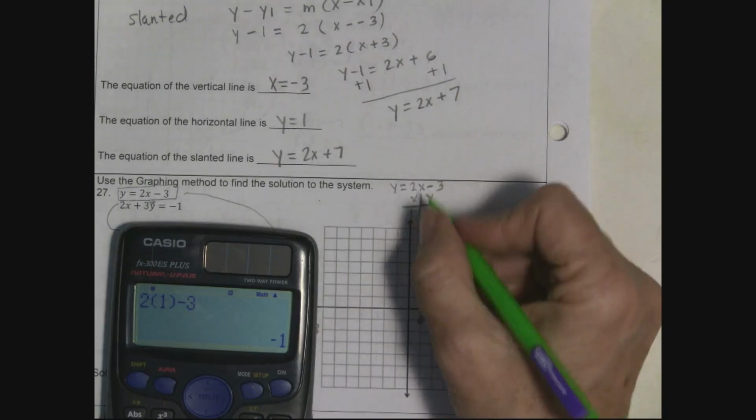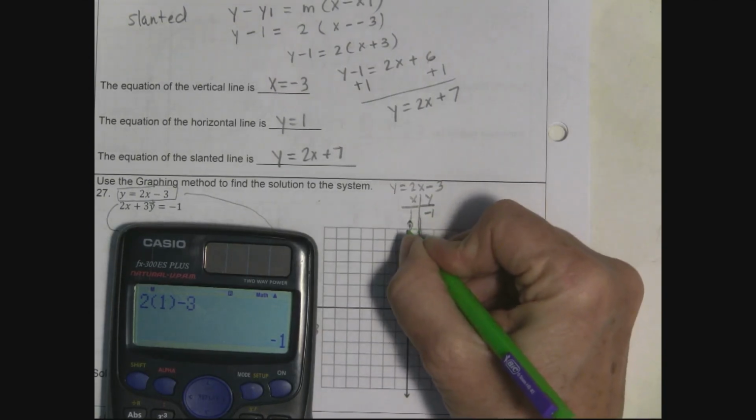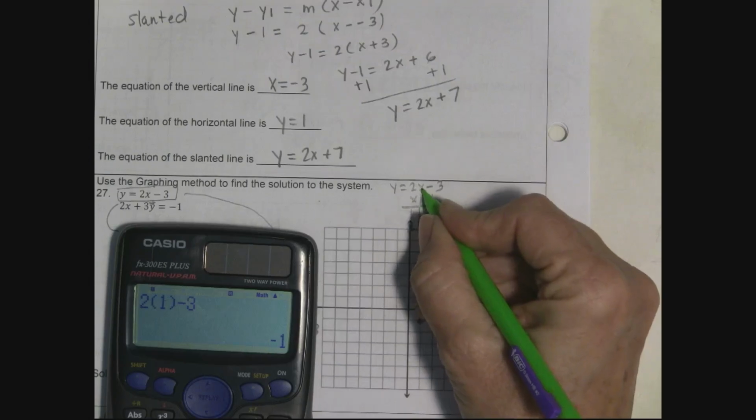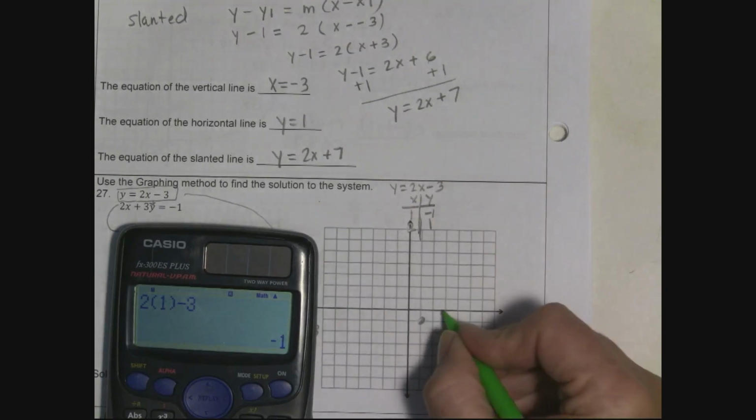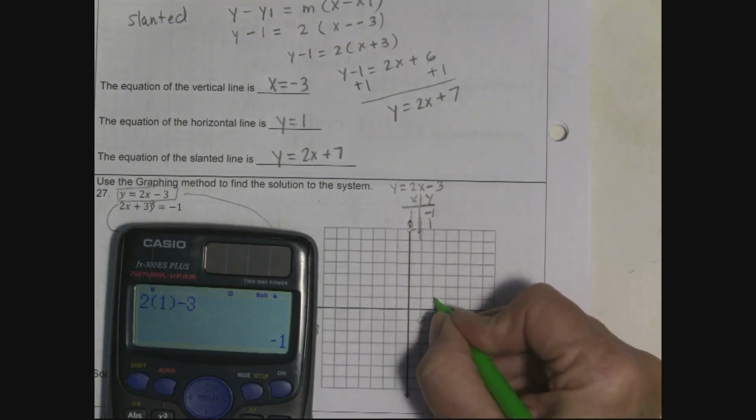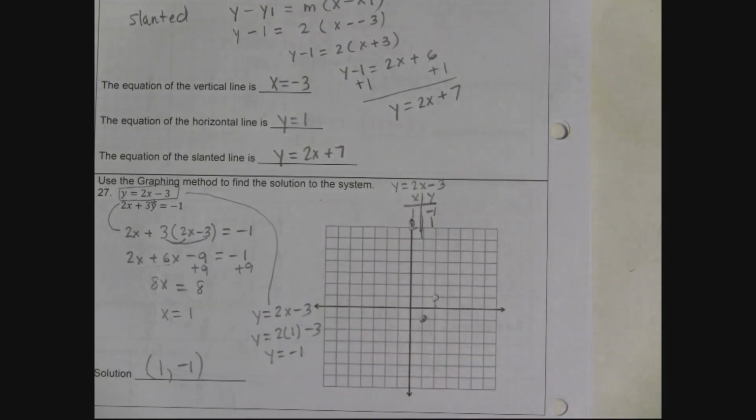Great. And then I'm going to pick another value. Let's say I choose 2. Then that would be 4, take away 3 is 1. So 2, 1. So over 2, 1. And now I have 2 points on this line.